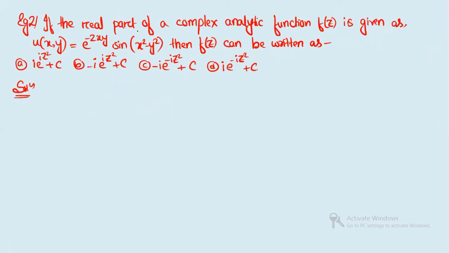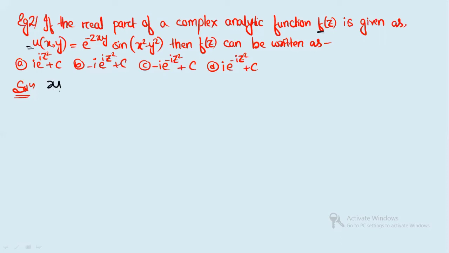Clear? Now we will see one more example. Here it is said: if the real part of a complex analytic function f(z) is given, u equals e to the power minus 2xy sine of (x square minus y square), then f(z) can be written as what? So the real part u is given, and you have to find the function f(z). You will use the same method. This time u is given to you.